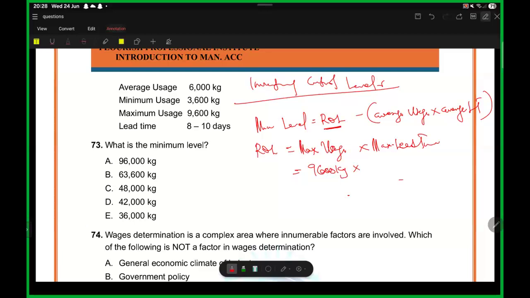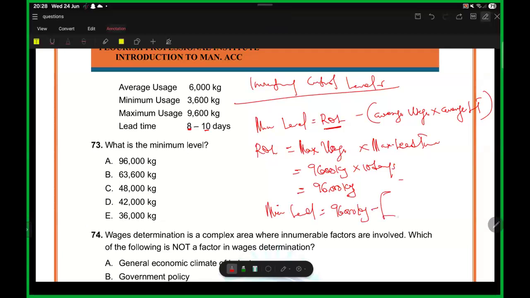Now, lead time: I am placing an order, and it will take between 8 to 10 days for the order to come. It means the minimum is 8 and the maximum is 10. That's the lead time, the time it will take for it to come. So the maximum lead time is 10 days. When I multiply, I get 96,000 kg. I will set it at 96,000 kg, and this is called the reorder level.